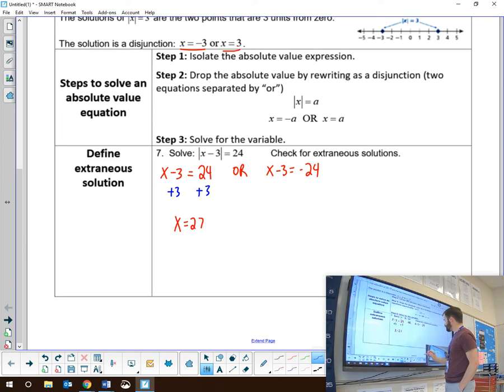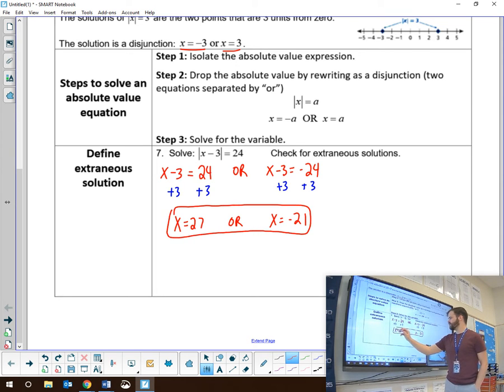Let's also add 3 to both sides here. And so x equals negative 21. Now listen, both of these answers are just as valid. Because if we plugged either one of these in, it gives me the correct answer. It makes it equal. Let's prove that.